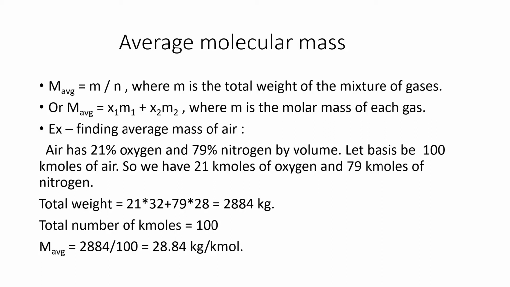Or we can use the formula M average equals x1 M1 plus x2 M2, where x1 is the mole fraction of the gas and M1 is its molecular weight. It's important to know the difference between the m in the first equation and the M in the second equation. I'm just explaining the concept using a very small example. As we said before, air is a mixture of gases, and for a mixture of gases we define average molecular mass. We have 21% oxygen and 79% nitrogen by volume present in air.